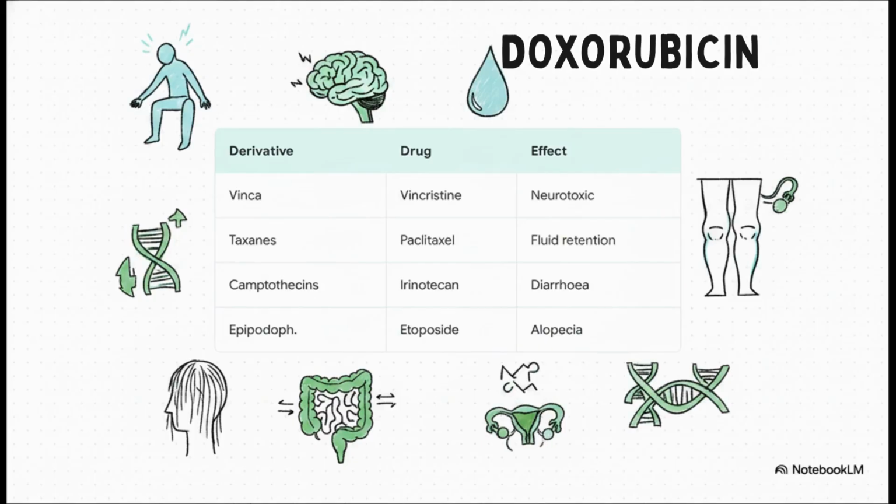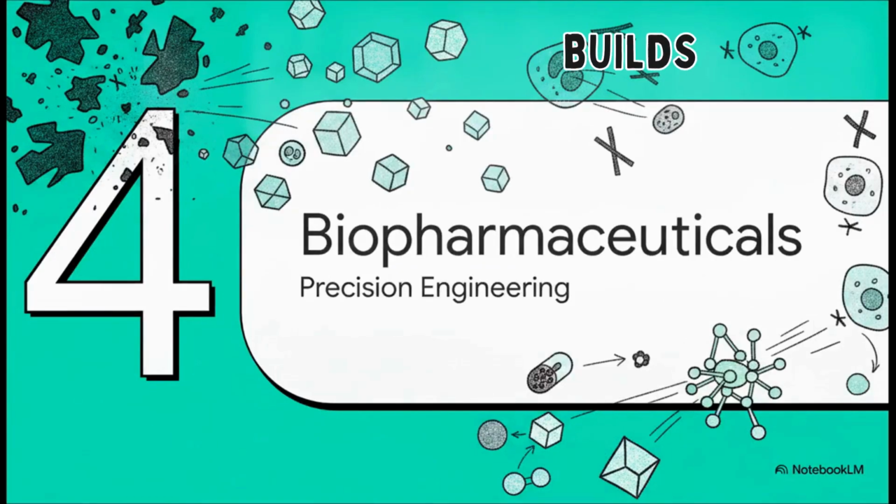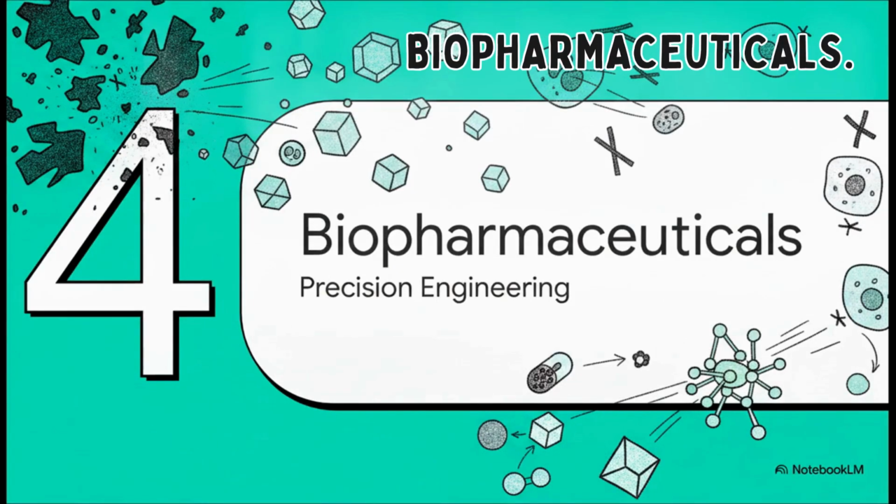And please don't forget the camptothecins, like irinotecan. Remember how we said doxorubicin inhibits topoisomerase 2? Well, irinotecan specifically targets and inhibits topoisomerase 1. That's a classic distinction you'll want to remember. Let's move to part 4 and see how this builds into targeted biopharmaceuticals.